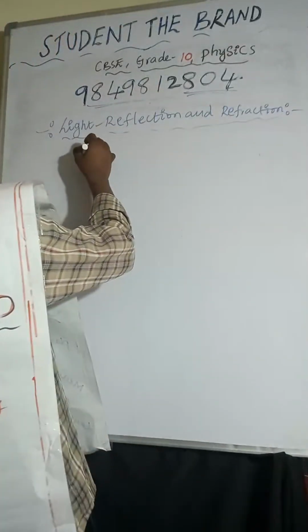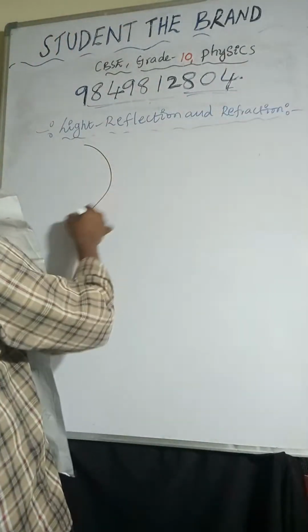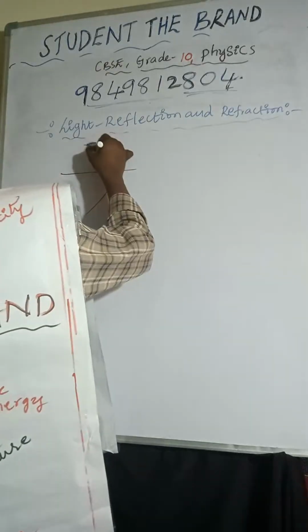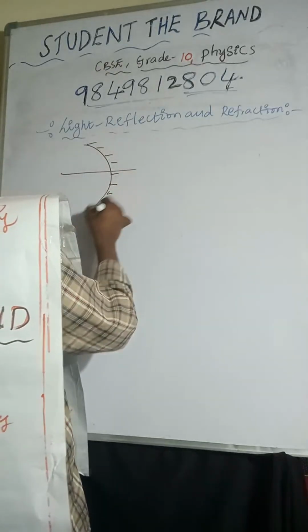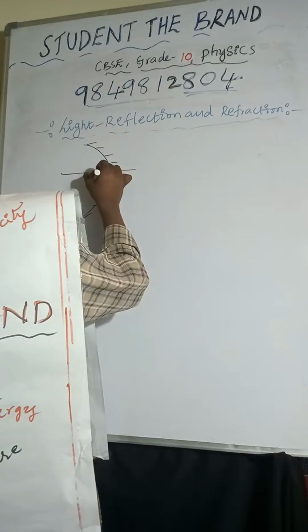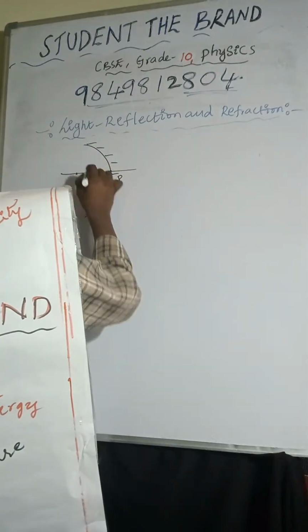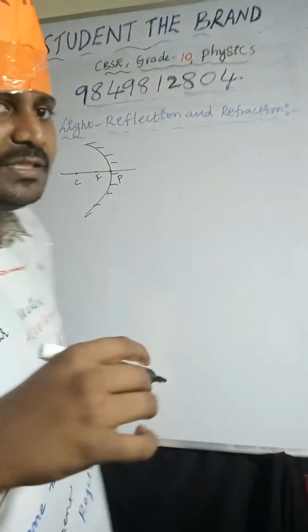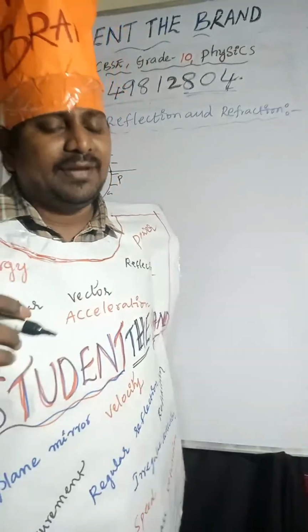So coming to the next one, image formations of concave mirror. I'm taking the concave mirror here. So this is the pole, focus, center of curvature. And coming to the next one now.